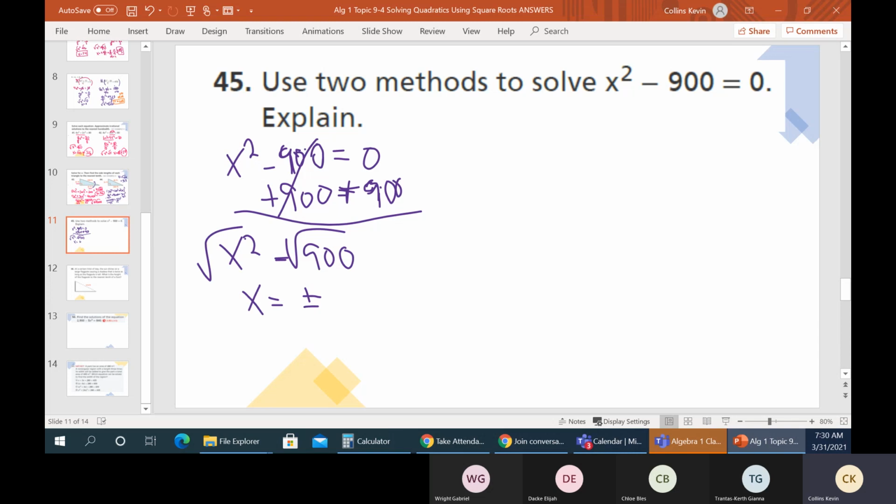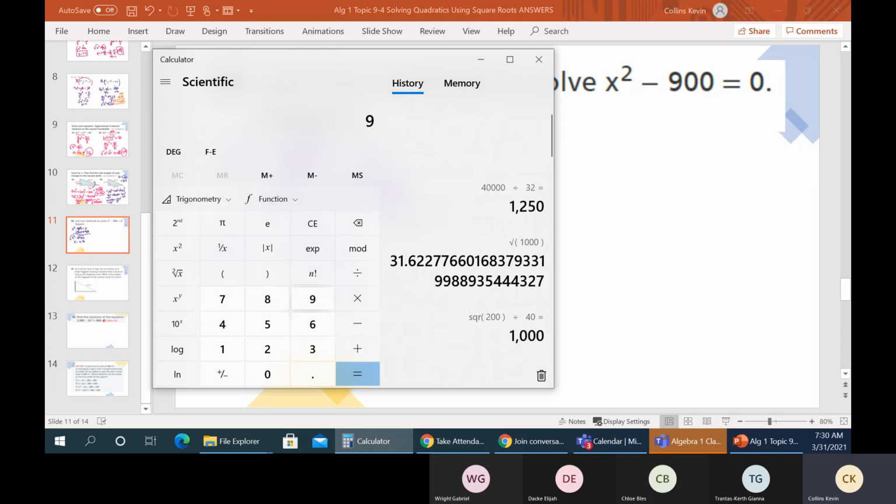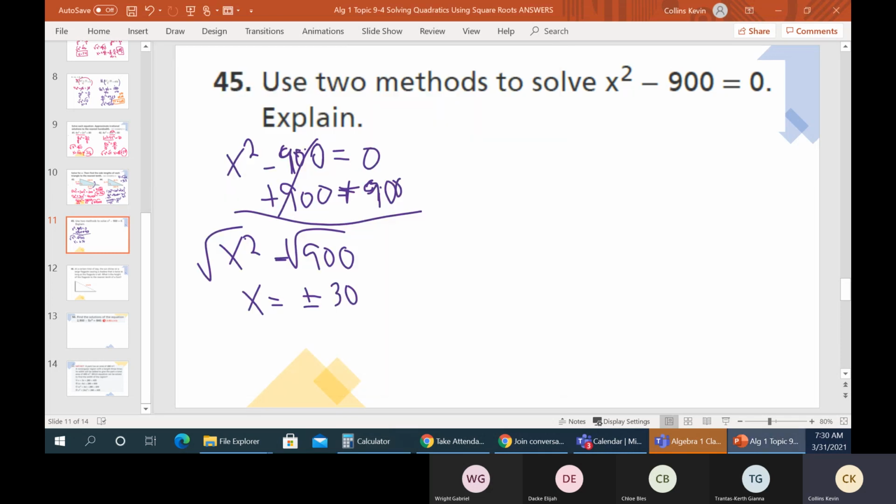So we get x. Now remember, you're going to have a plus and minus version, right? So on the ones before, we didn't talk about the minus because a negative distance doesn't make any sense. So I probably should have pointed that out. So it turns out the square root of 900 is 30. Pretty sure it's 30. Let's make sure. So 900 square rooted, yeah, 30. All right, so plus or minus 30.